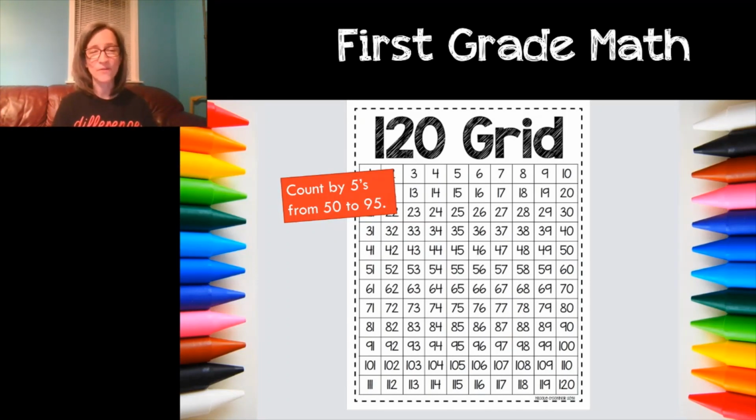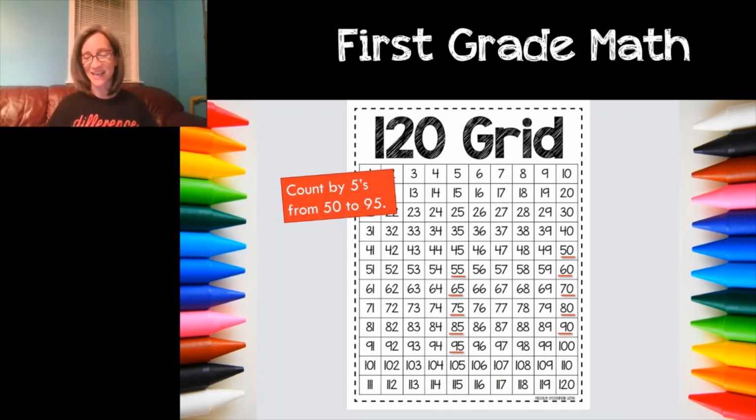Once again, going forward from 50 to 95, starting at 50, 50, 55, 60, 65, 70, 75, 80, 85, 90, 95. Whew, good counting. We have really used this number grid a lot already. We've counted by ones, forward and backward. We've counted by twos, forward and backward. We've counted by fives, forward and backward. What else could we count by?